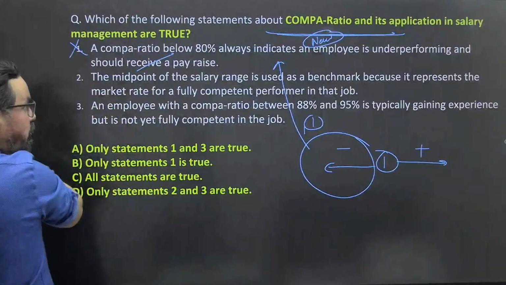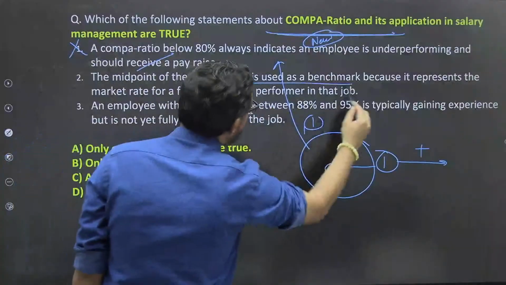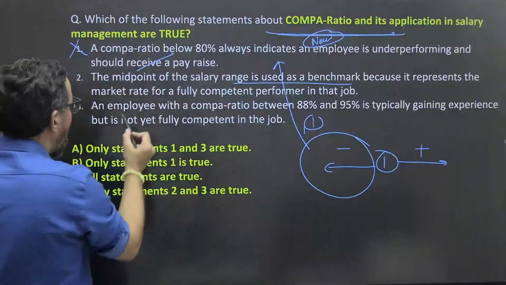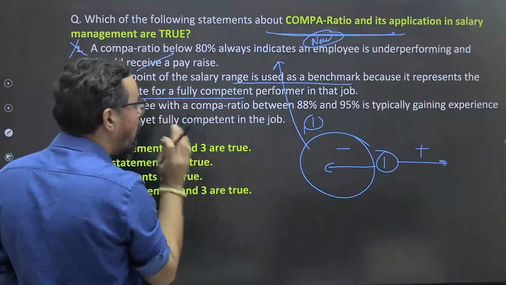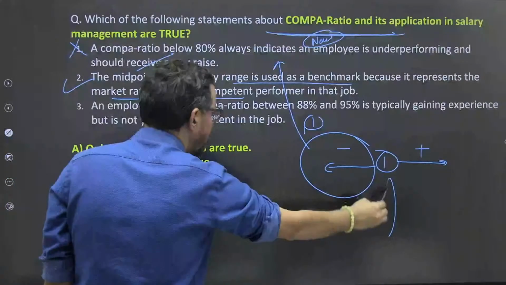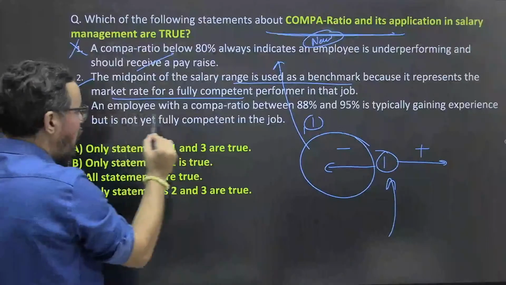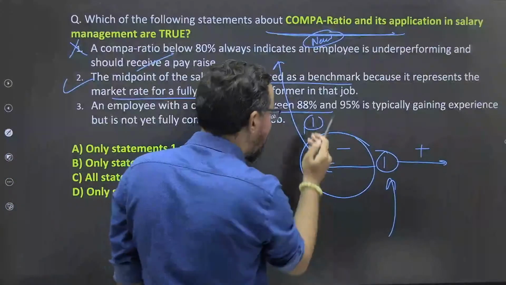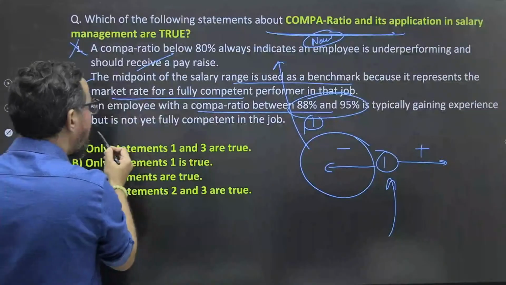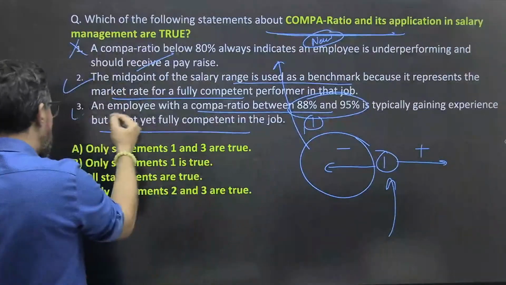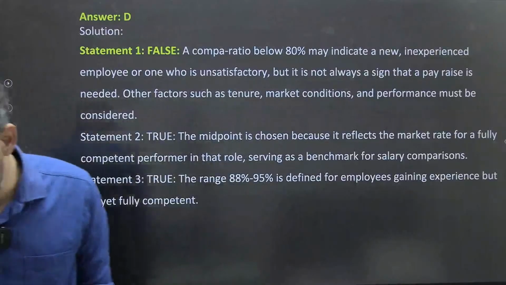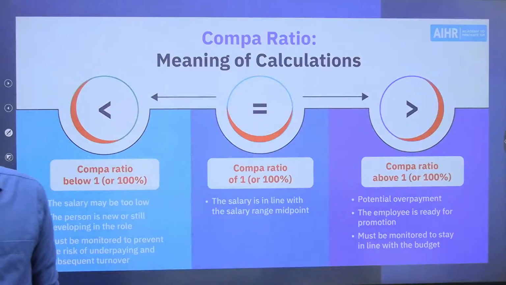Statement 1. The midpoint of the salary range is used as benchmark because it represents the market rate for fully competent performers in the job. ठीक है, midpoints आपका, this is the midpoint. Statement 2. The employee with a compare ratio between 88 to 95% is typically gaining experience but not yet fully competent. 100% true. 2 and 3 again. So option D should be the right answer for this particular one. Very good, awesome guys. चलो next one.